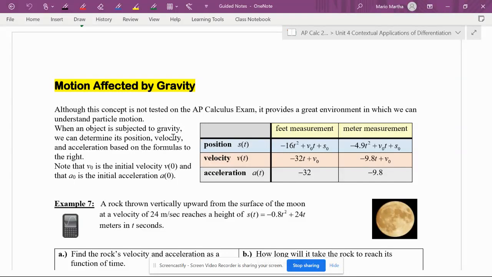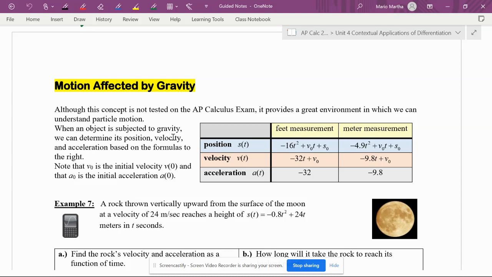Welcome back to AP Calc 4.2, Part 6, motion affected by gravity. Although this concept is not tested on the AP Calculus exam, it provides a great environment in which we can understand particle motion. When an object is subjected to gravity, we can determine its position, velocity, and acceleration based on the formulas to the right.